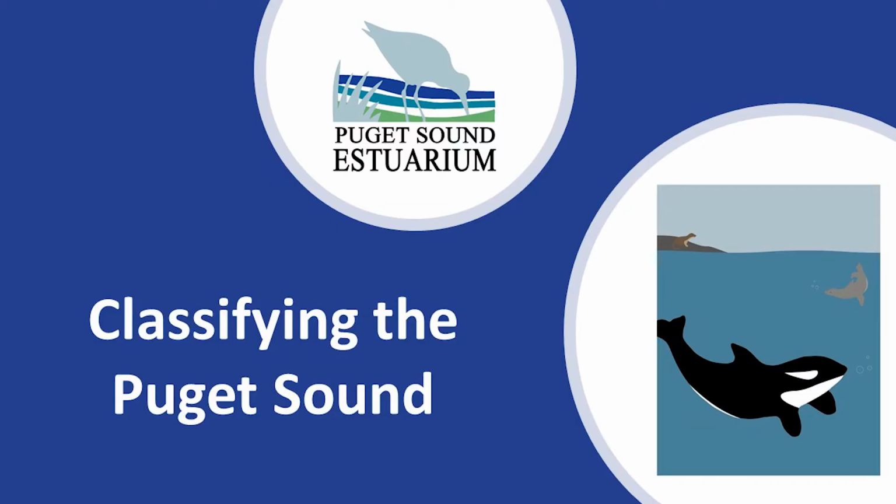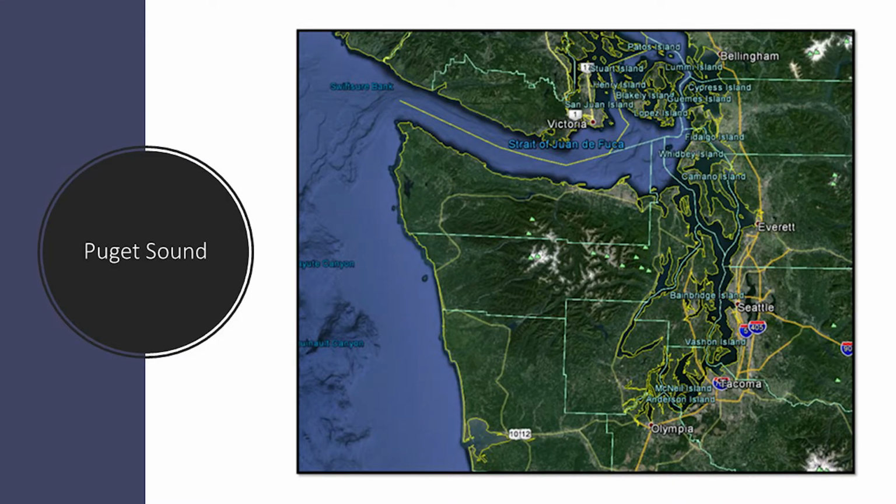Today we're going to learn about taxonomy and how we group animals of the Puget Sound. During this lesson, you will become familiar with Puget Sound marine organisms, how they are classified, and how they have adapted to their environment. The Puget Sound is the largest estuary by volume of water and the second largest estuary by shoreline in the United States.